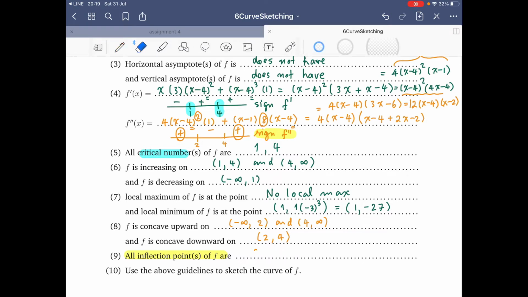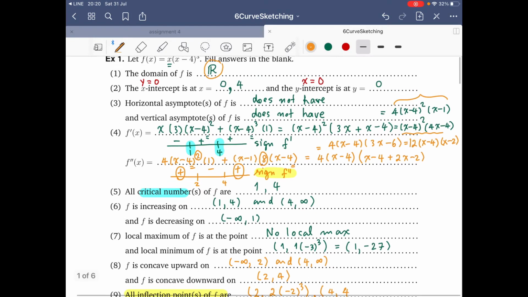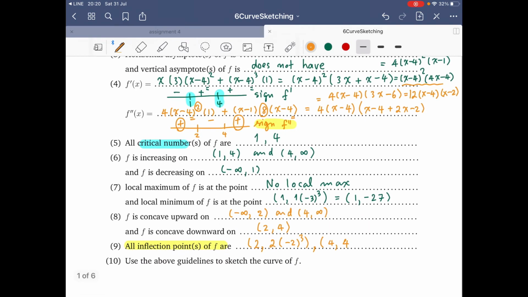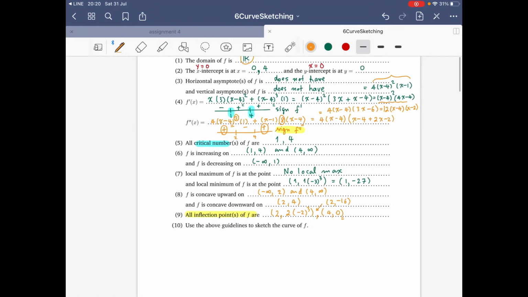So you need to find the what? A 2. So the points are 2 and then f at 2, which is 2, and then a 2 minus 4, which is negative 2 cubed, and then a what? A 4 and a 4 and 4 minus 4 is 0. So this one is not that difficult, okay? So here this point is actually what? 2 and negative 16, right? And this is another point. So use the above guideline to sketch the curve of the function f, okay?